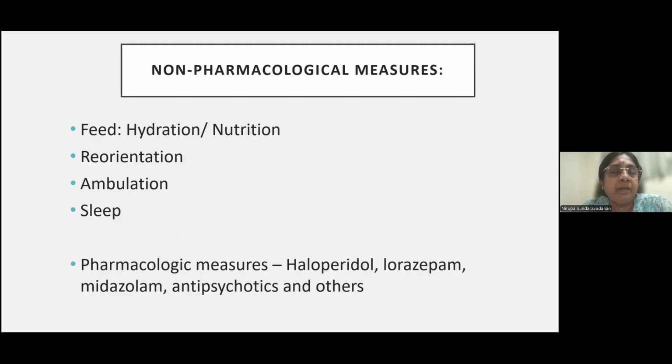Non-pharmacological measures: monitor their hydration, make sure that they're getting adequate nutrition. And then we can do something called reorientation. What is reorientation? Especially if they've been in a general ward. Many steps we do in reorientation. First, in the ward, open the windows a little bit, let natural light come in. Have an alarm, a little clock, a timepiece by the bed. Have some family photographs, something to bring them in.